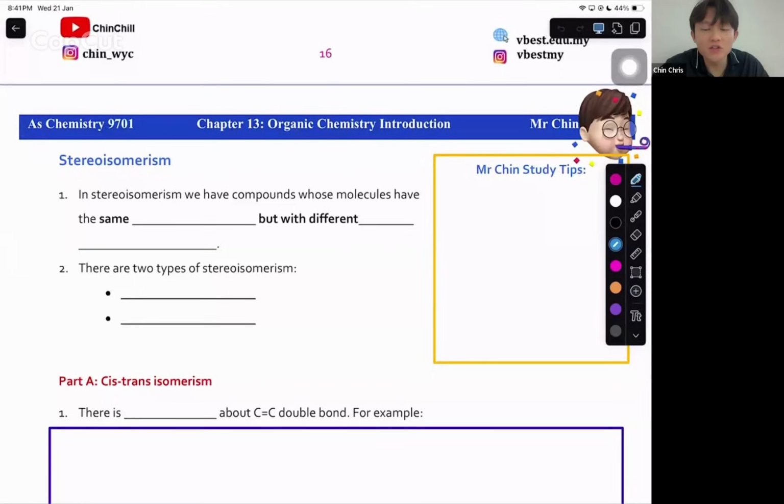All right, kids, let's look at isomerism. For stereoisomerism, what is it? Same structural formula, but a different arrangement in space. Remember that.